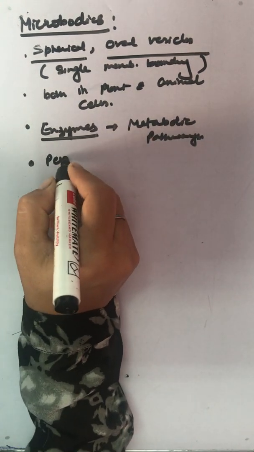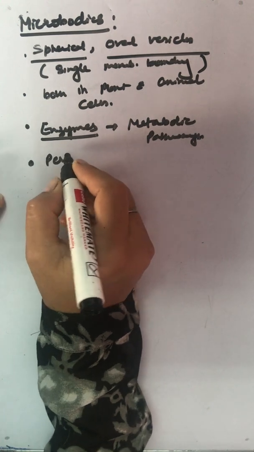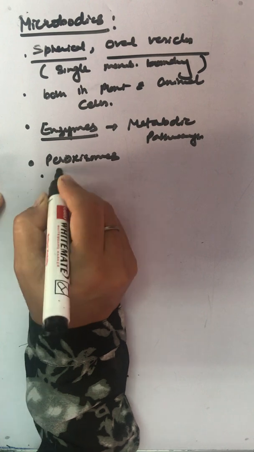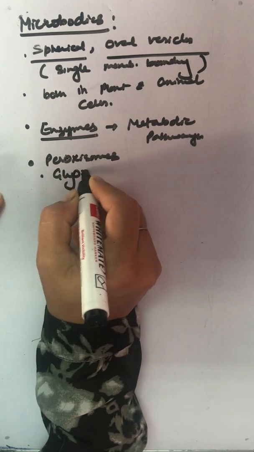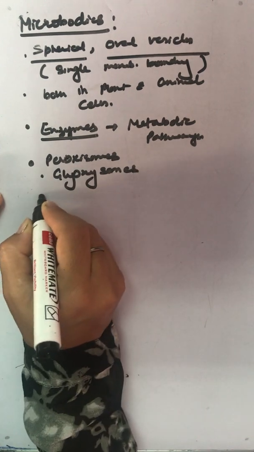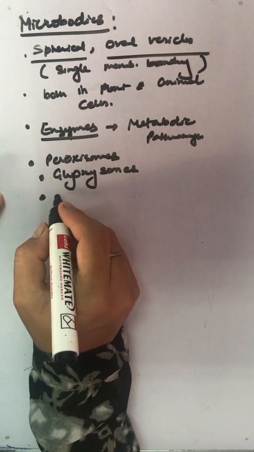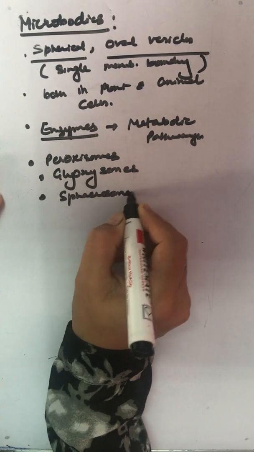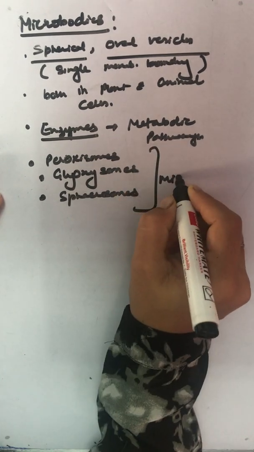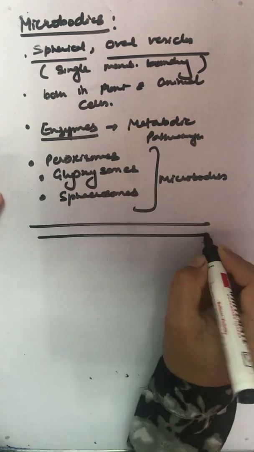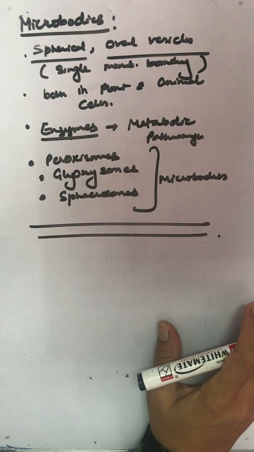Various examples are peroxisomes, glyoxysomes, and then on the basis of enzymes they are known as the different types of microbodies. This is all about this chapter.